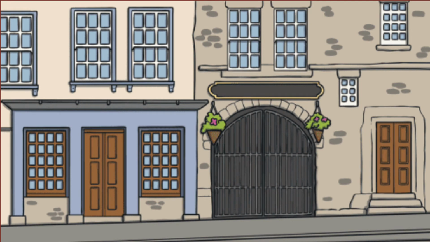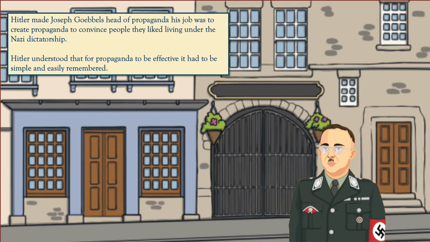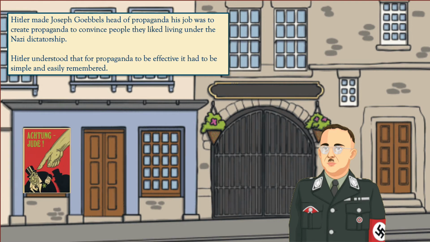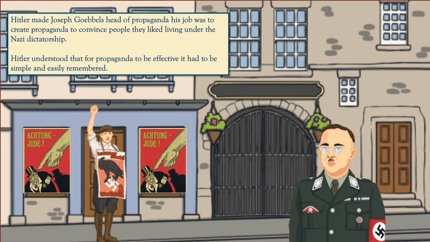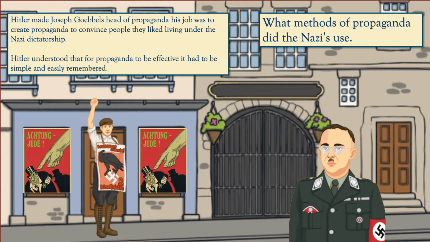So Hitler put Dr. Joseph Goebbels in charge of propaganda. His job was to create propaganda to convince people they liked living under Nazi dictatorship. Hitler understood that for propaganda to be effective, it had to be simple and easily remembered. So these are some of the methods that the Nazi Party used.